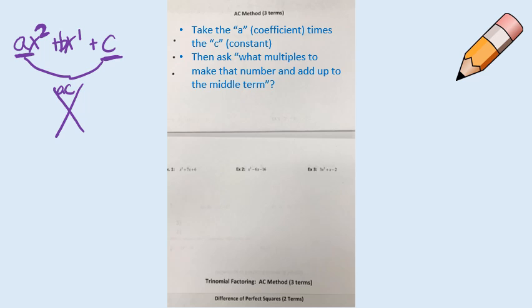Then we want to take a moment to ask what multiplies to make that number but adds up to the middle term. Our middle term is the B value. Now this X template that I'm using is just a way to organize information. It makes it a little bit easier to understand what we're multiplying together and what we need to add together. Then we can separate this into a 4-term grouping problem. So these first 2 steps are what's new. From there, we'll continue using grouping from our previous lesson. Let's apply this to some examples.